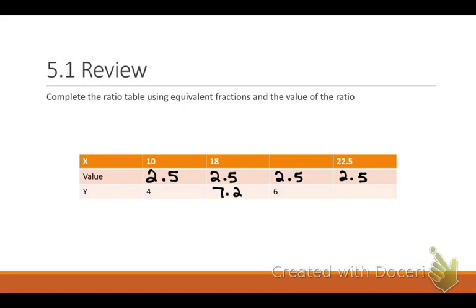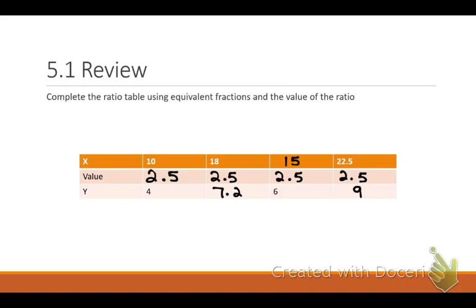So in order to create equivalent fractions, I have to use the same value. If I'm moving from the first number to the second number, I divide by the value. What if I'm going from the second number up to the first number? What am I going to do with the value? I'm going to multiply, 6 times 2.5. And then again, top to bottom, I'm going to divide.